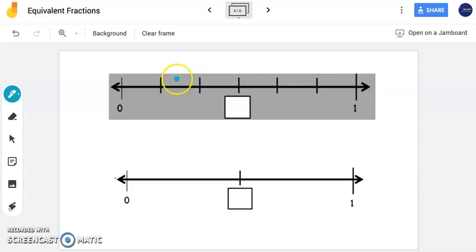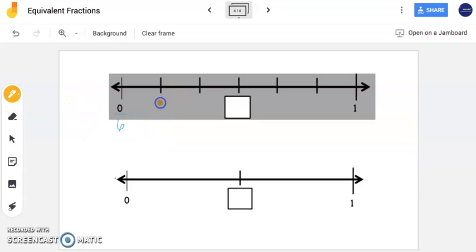First thing I'm going to do is count how many equal parts this number line is already broken into. So here I have 1, 2, 3, 4, 5, and 6. That means I'm going to have 6 equal pieces. So I start here, and really 0 is also equivalent to 0/6.